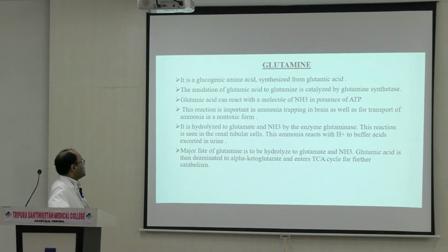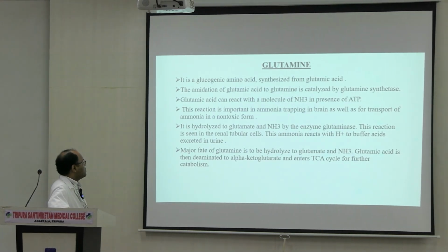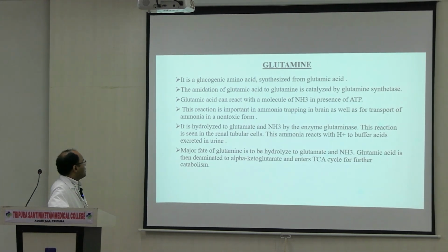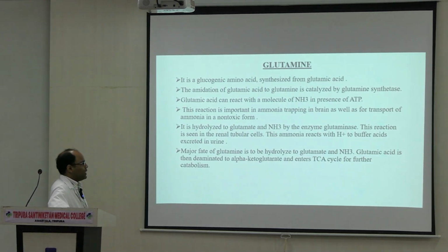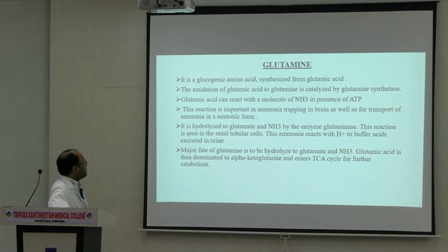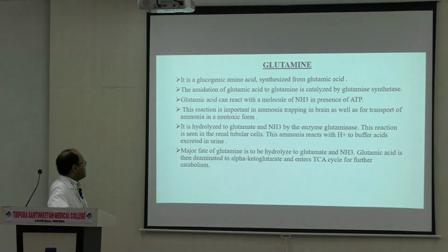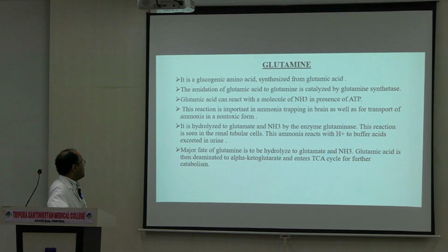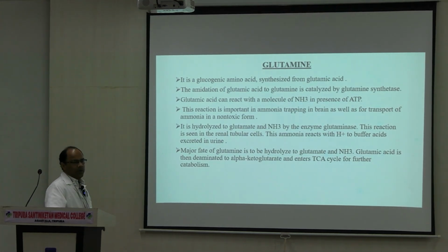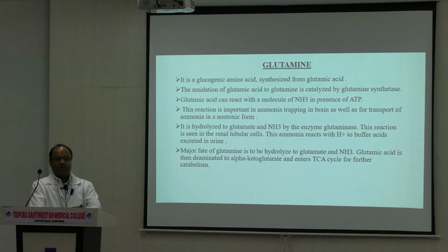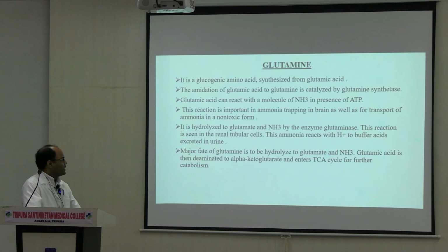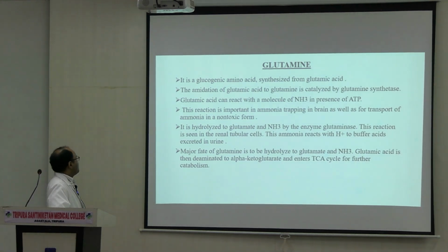Next is glutamine. It is a glucogenic amino acid synthesized from glutamic acid. The amidation of glutamic acid to glutamine is catalyzed by glutamine synthetase. Glutamic acid reacts with a molecule of ammonia in the presence of ATP. This reaction is important in ammonia trapping in the brain as well as for transport of ammonia in a non-toxic form. You may read it in detail in your urea cycle classes. So just listen to this, read this.